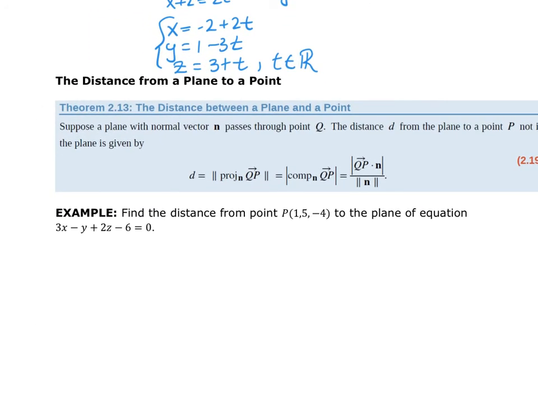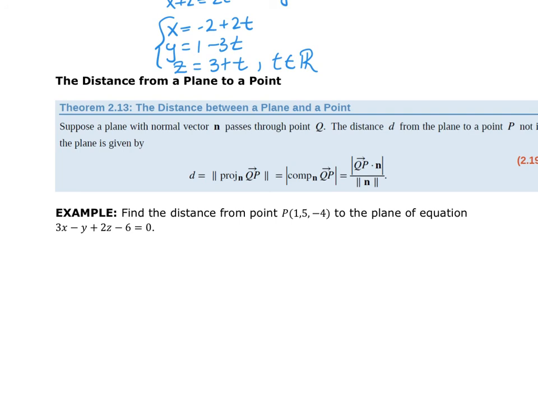Whew, okay. Now we're going to look at the distance between a plane and a point. The distance between a plane and a point is defined as the projection of PQ onto N, which is also the absolute value of the scalar projection of PQ onto N, which is the absolute value of this dot product divided by the magnitude of my normal vector. So let's find the distance from this point to the plane described by the equation 3x minus y plus 2z minus 6 is equal to 0.